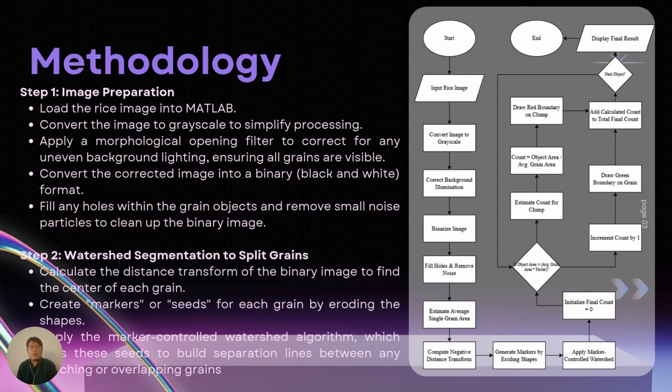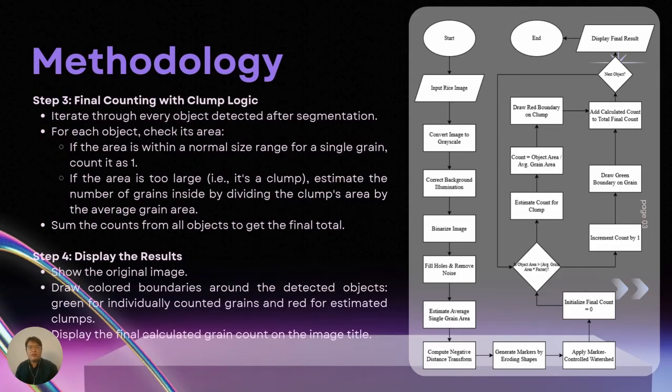Next, step 2 is watershed segmentation to split grains. We'll calculate the distance transform of the binary image to find the center of each grain, and then we'll create markers or seeds for each grain by eroding the shapes. And then we'll apply the marker-controlled watershed algorithm, which uses these seeds to build separation lines between any touching or overlapping grains.